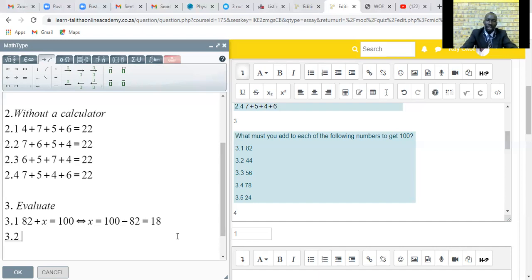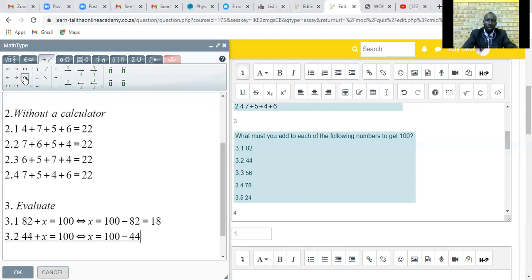That is, there is something we should add. We don't know that thing. We are calling it x. So when we add x to 44, we should get what? 100. And now the question is, what is that we are going to add? Well, we can find it out by doing what? By taking away 44 from 100.